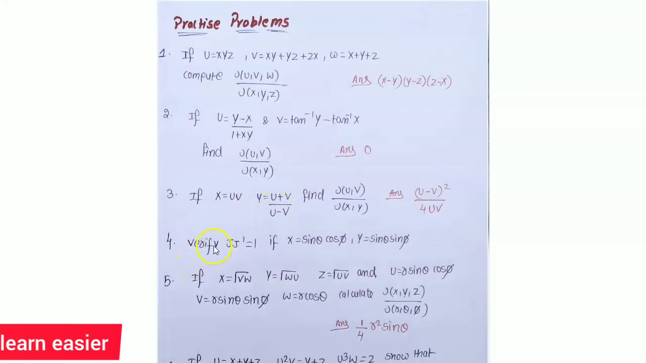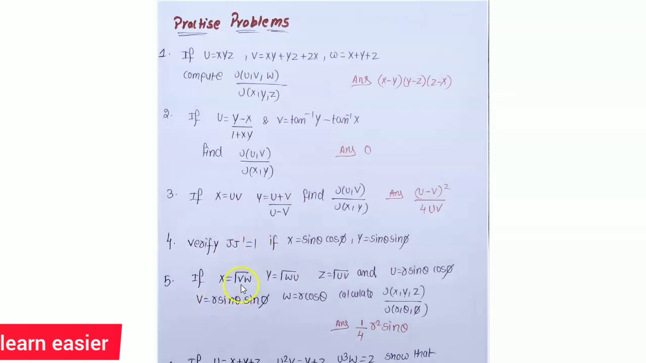And the next problem is to verify J times J' equal to 1. So you have to find out ∂(x,y)/∂(r,theta,phi), because here x and y are in terms of theta and phi. So you have to consider J as ∂(x,y)/∂(theta,phi), and J' as ∂(theta,phi)/∂(x,y). So multiply those two Jacobians, and you get the answer as 1.